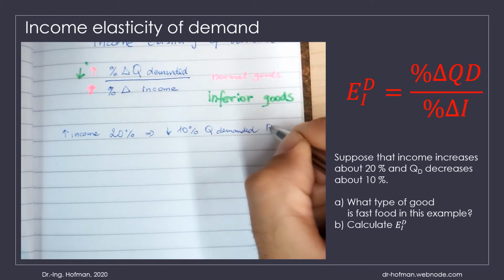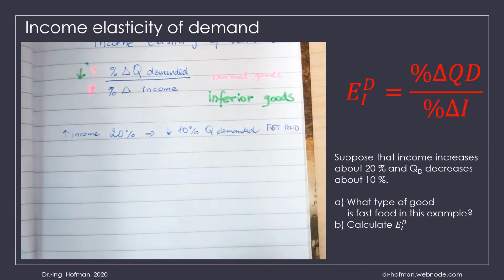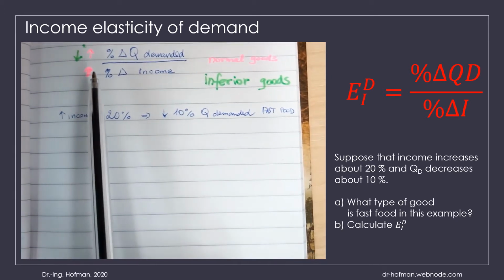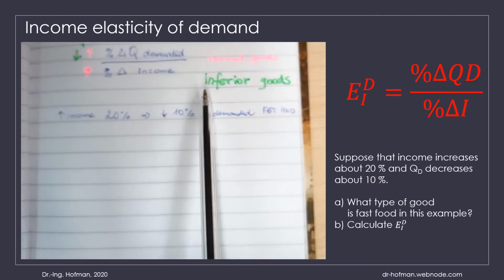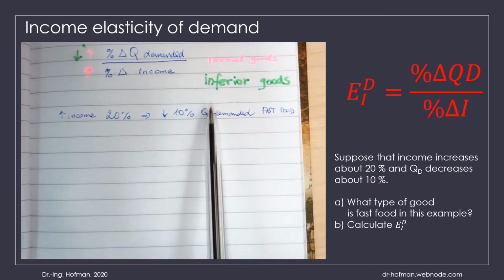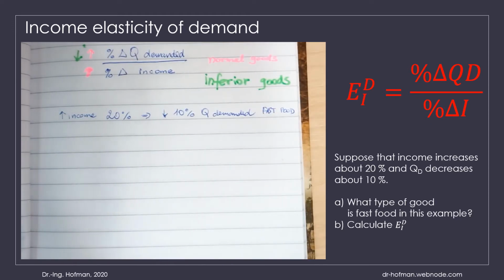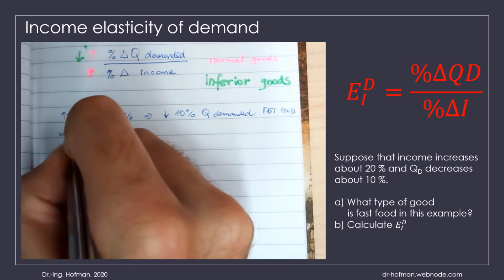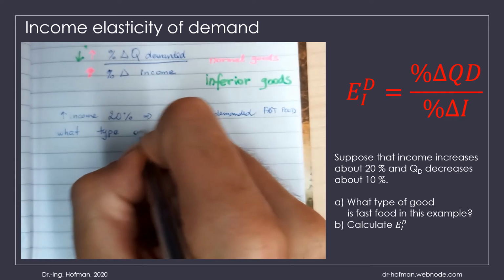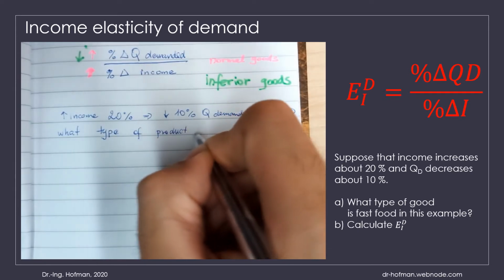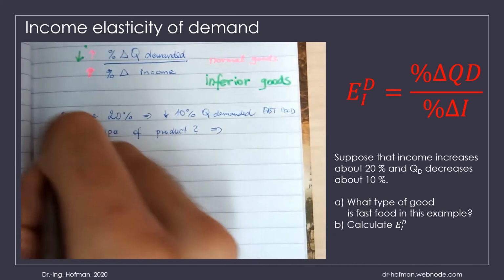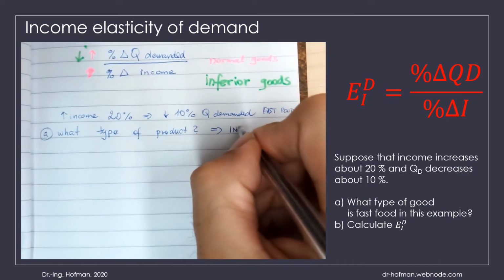Income elasticity of demand is just going to be our percent change in quantity demanded divided by our percent change in income. You see, it is typically in this green field, so we can call fast food an inferior good because the quantity demanded goes down when income rises. Income went up by 20%, and our quantity demanded went down by 10%, so negative 10%. And so here you have an income elasticity of demand of negative 1/2, or negative 0.5.